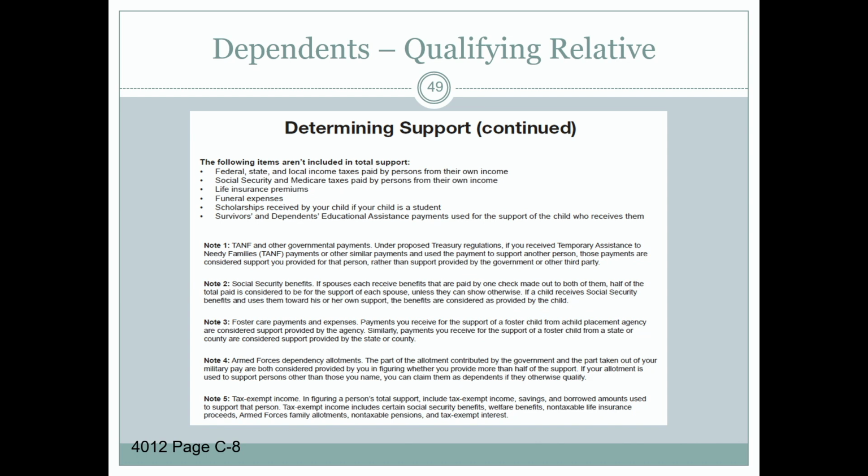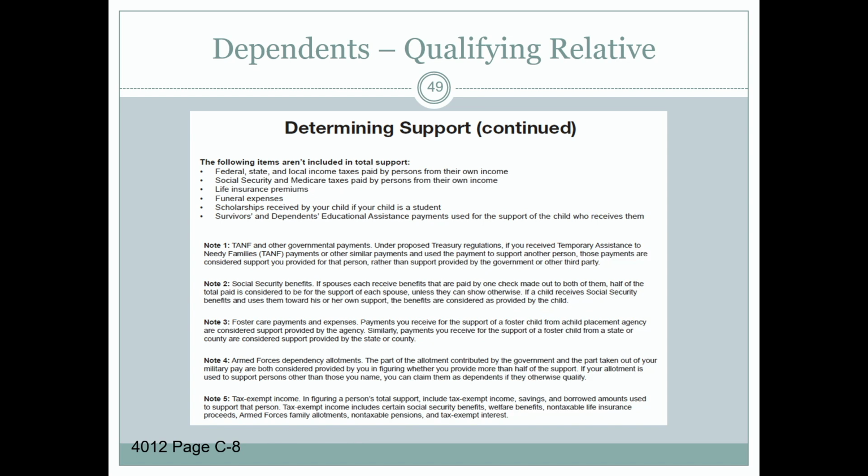Okay, number 3, foster care payments and expenses. Payments you receive for the support of a foster child from a child placement agency are considered support provided by the agency. Similarly, payments you receive for the support of a foster child from a state or county are considered support provided by the state or county. So they are not considered as support provided by the child, nor are they considered support provided by you.